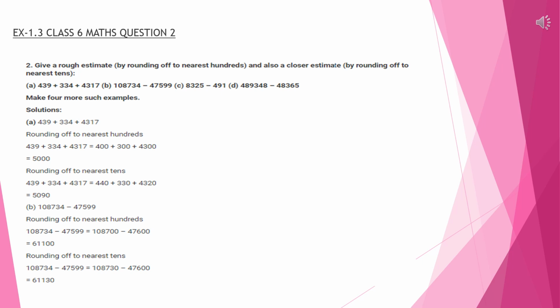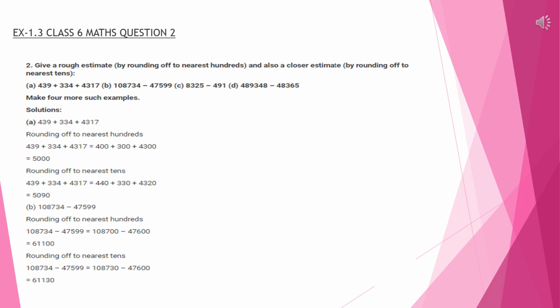Now, we round off the numbers to the nearest 10. 439 equals 440, 334 equals 330, 4317 equals 4320, which gives 5090. Now, B part. 1,08,734 minus 47,599. Firstly, we round off the numbers to the nearest 100.